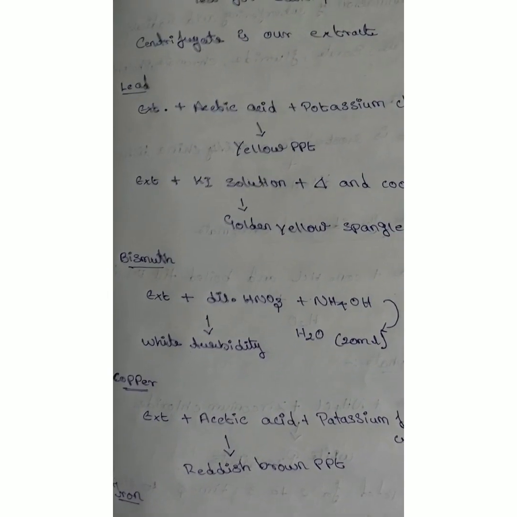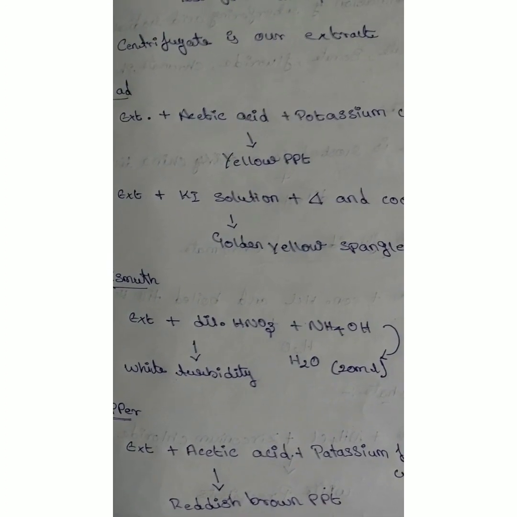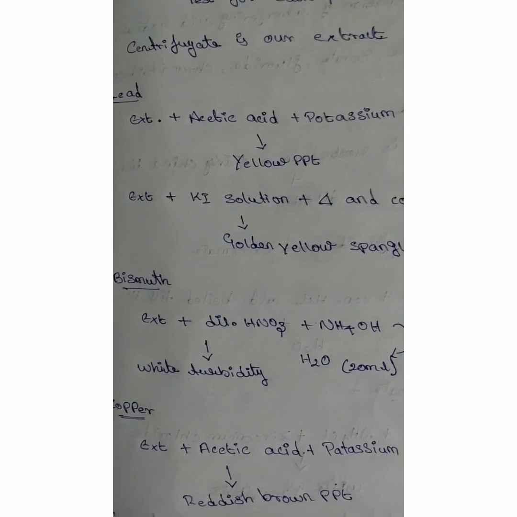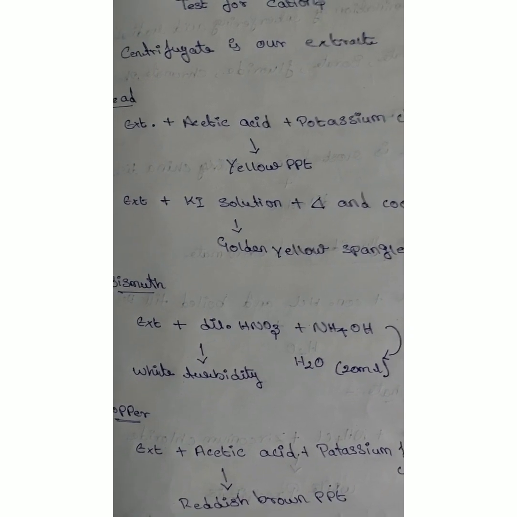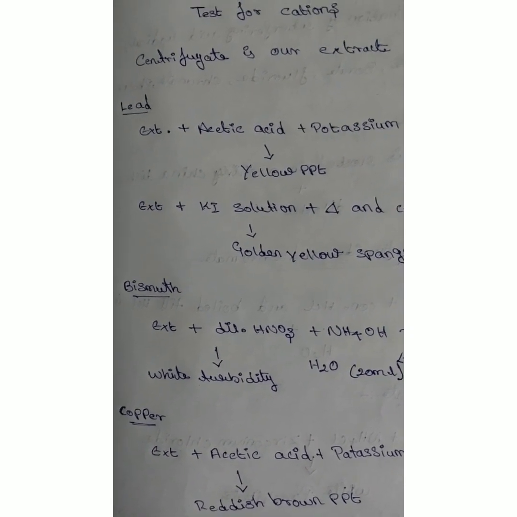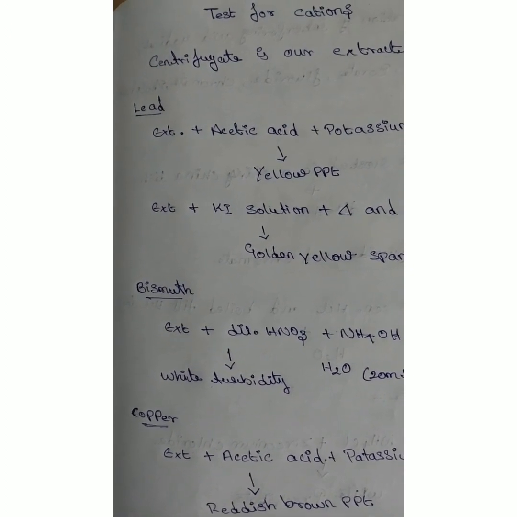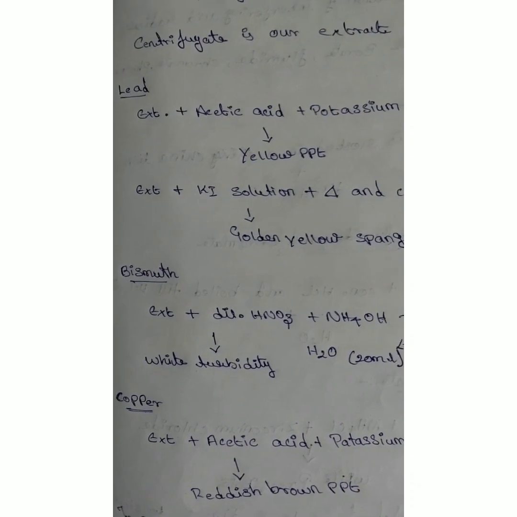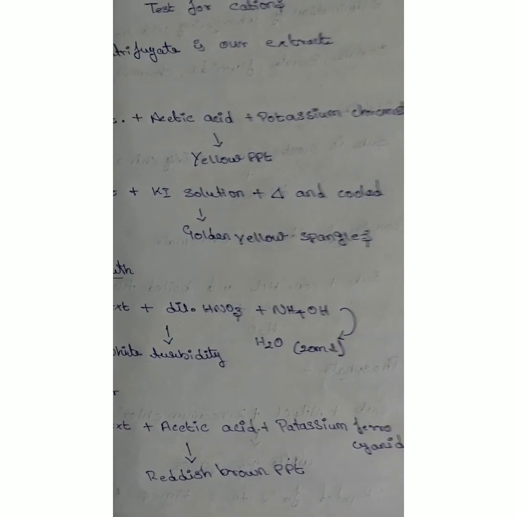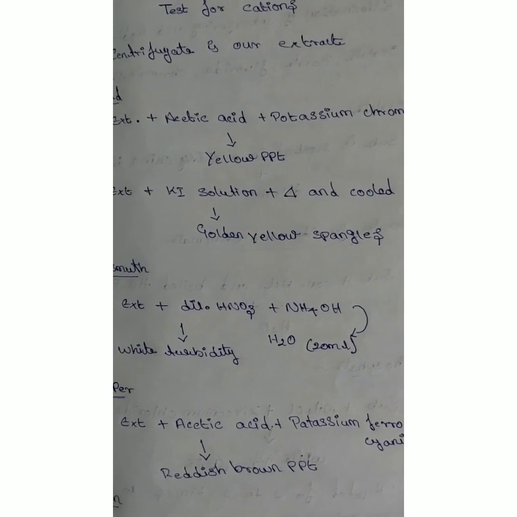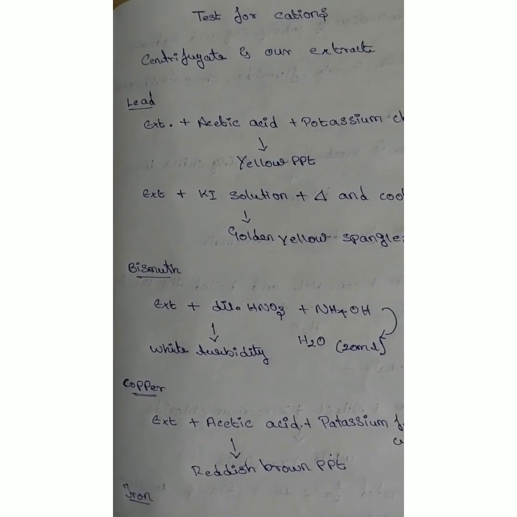Next, bismuth. The bismuth extract is mixed with dilute HNO3 and NH4OH solution, and further the solution is transferred into 20 ml of water to get a white turbidity. The white turbidity confirms the presence of bismuth. Copper: to confirm copper, the extract is mixed with acetic acid and potassium ferrocyanide to get a reddish brown precipitate. The reddish brown precipitate confirms the presence of copper.